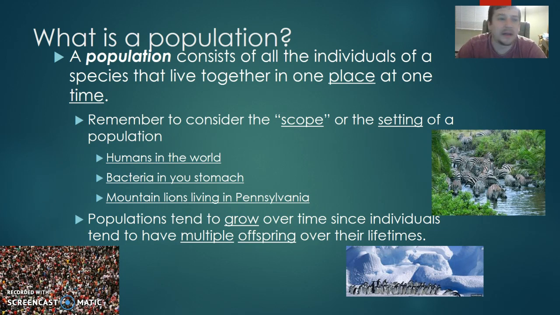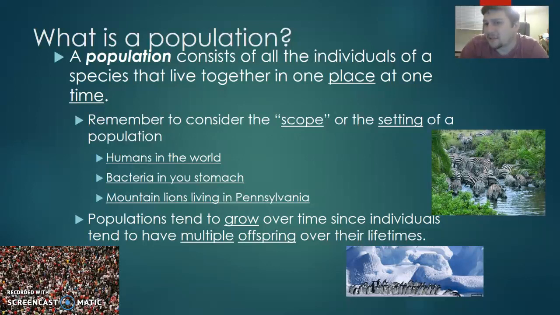What is a population? A population is something we've been talking about for a little bit, but we're going to give it a little bit more time in the spotlight right now. A population consists of all the individuals of a species that live together in one place at one time. And it's really important to remember the scope or the setting of these populations because they can change drastically based off of how you define a place.